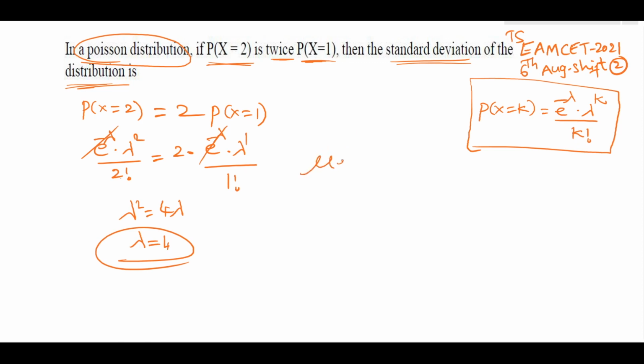Now we find the mean. Mean is equal to np is equal to lambda, that is equal to 4. And standard deviation is equal to under root lambda, that is root 4 is equal to 2.